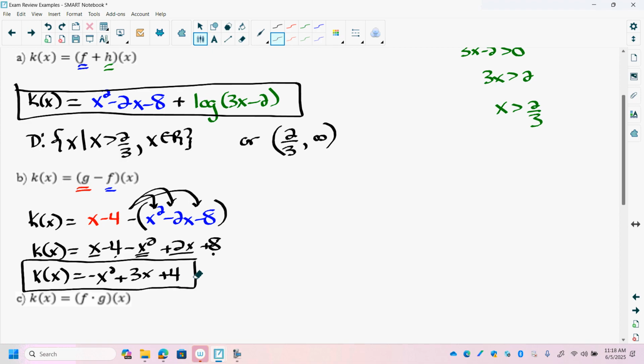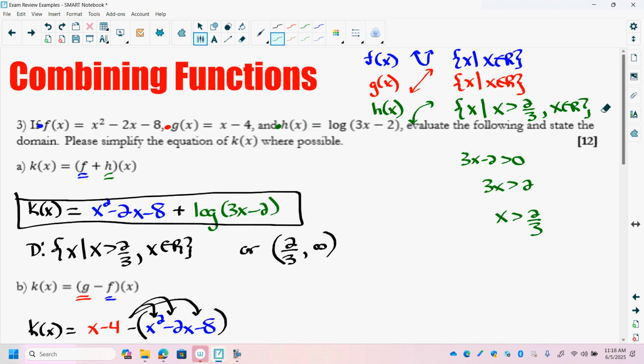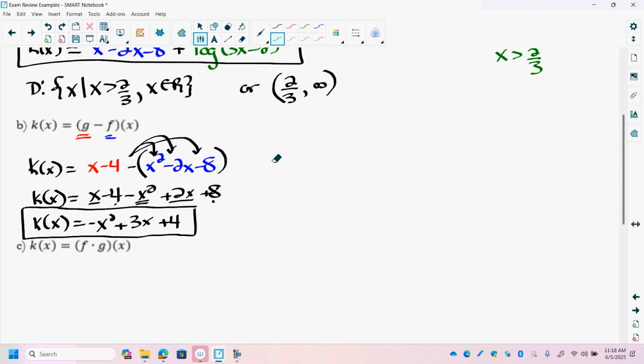When I'm trying to figure out the domain of this, remember it's whatever's common to the original two, F and G. Both are x belongs to the real numbers. Therefore, this would have the domain of x such that x belongs to the real numbers. In interval notation, what would I write? From negative infinity to positive. We got f times g.